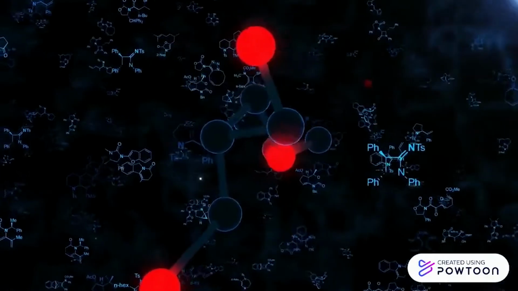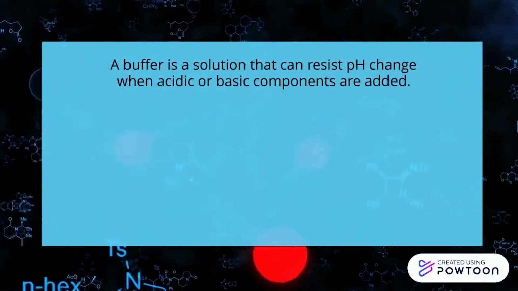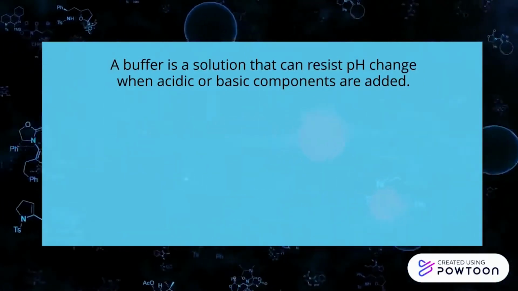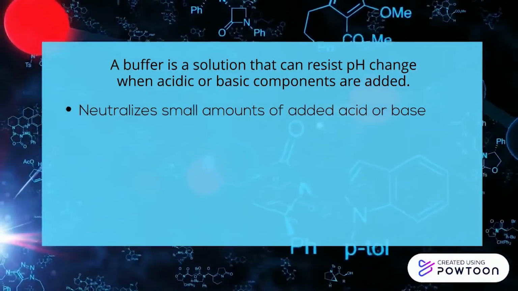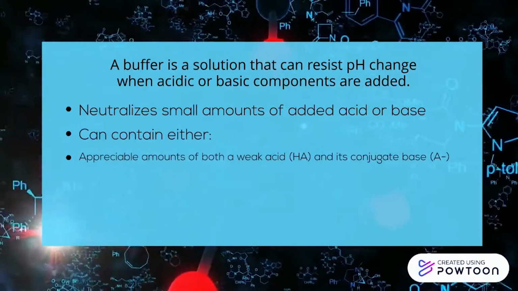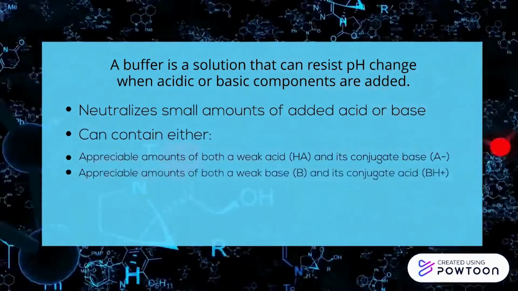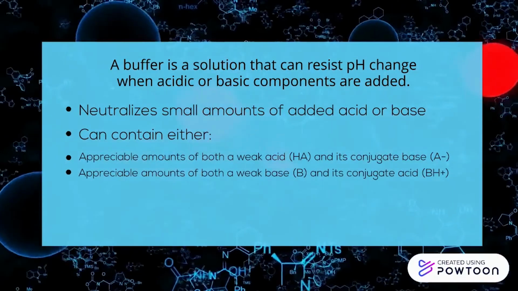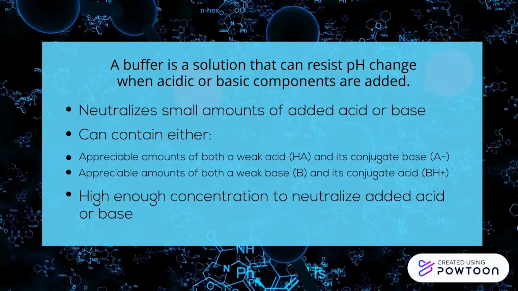A buffer is a solution that can resist pH change when acidic or basic components are added, maintaining a relatively stable pH by neutralizing small amounts of added acid or base. A buffer solution can contain either appreciable amounts of both a weak acid and its conjugate base, or appreciable amounts of both a weak base and its conjugate acid. I say appreciable because both components need to be present in a high enough concentration that it will actually be able to neutralize an appreciable amount of an added acid or base.